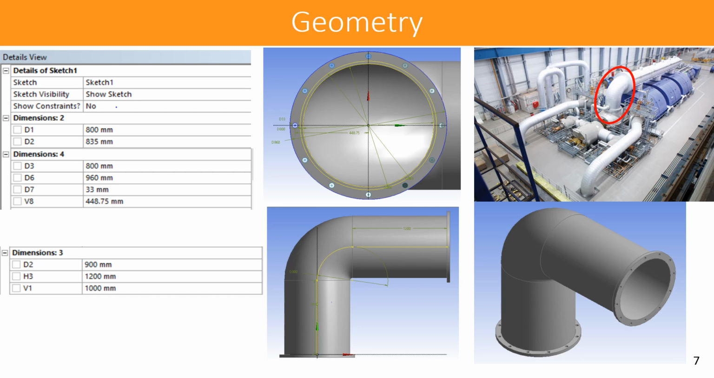So I've included a picture on the far right to show you the actual component that I'm going to be modeling. And the geometry itself consists of an inner diameter circle, that's the inner diameter of the tube, of 800 millimeters in diameter, with an outer diameter of 835 millimeters. That means the thickness of the wall of the tube is going to be 35 millimeters.